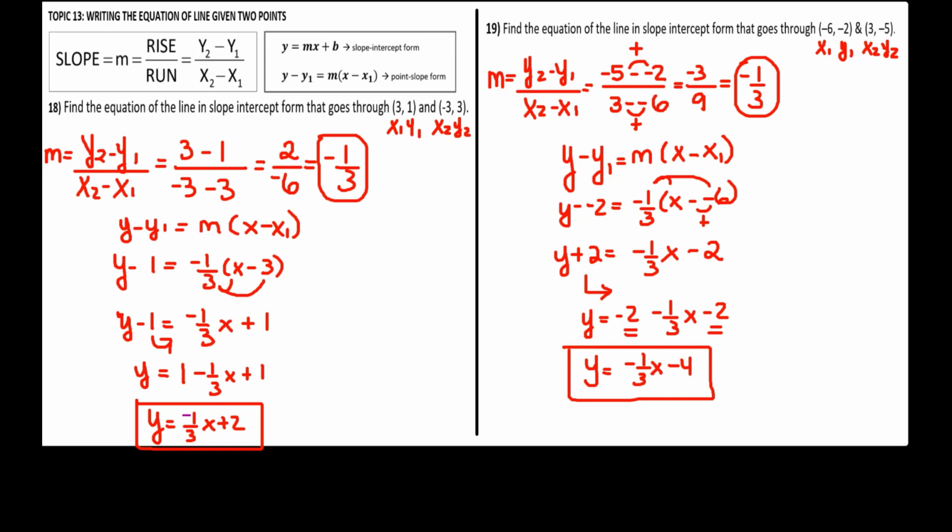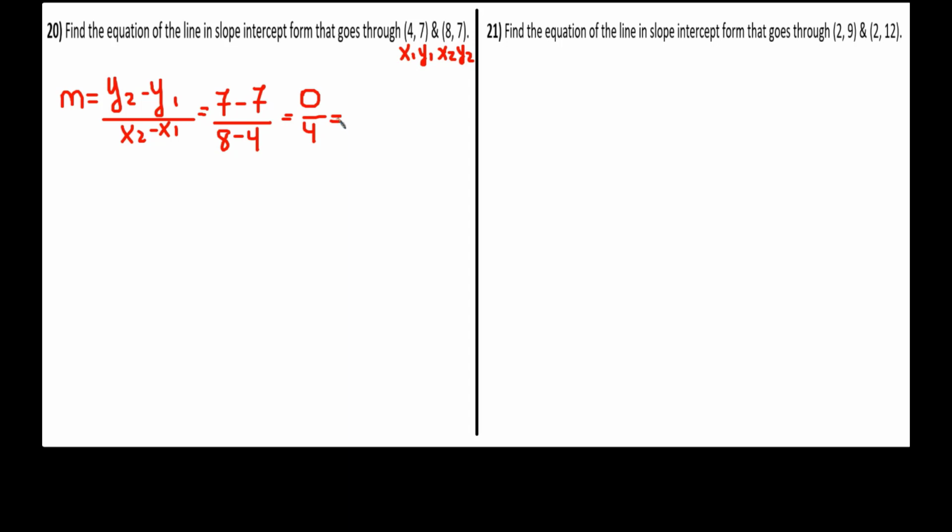All right, let's go to the last two problems. We're going to label first. x1, y1, x2, y2. We're going to use our slope formula, y2 minus y1 over x2 minus x1. We're going to plug in the numbers. So y2 is 7 minus y1 is 7. And then we have 8 minus 4. 7 minus 7 is 0 over 4. And please remember 0 divided by 4 is 0. So that means our slope is 0.